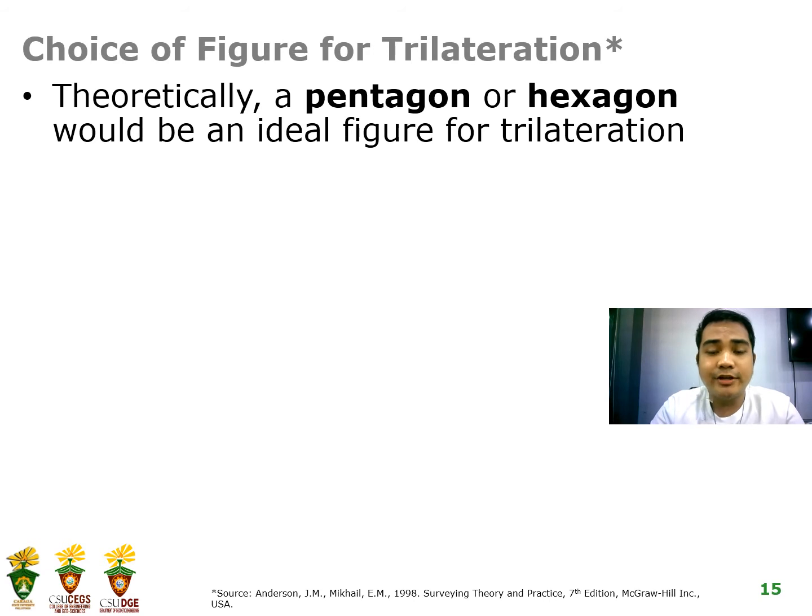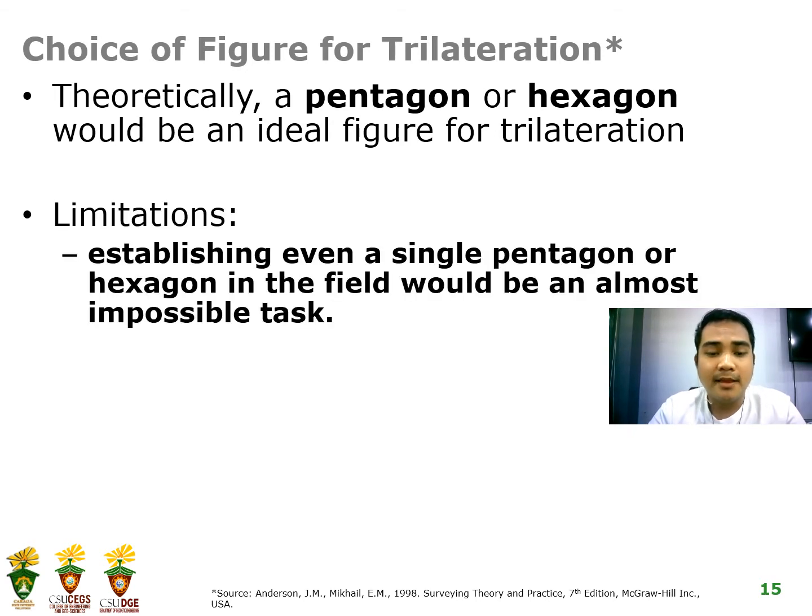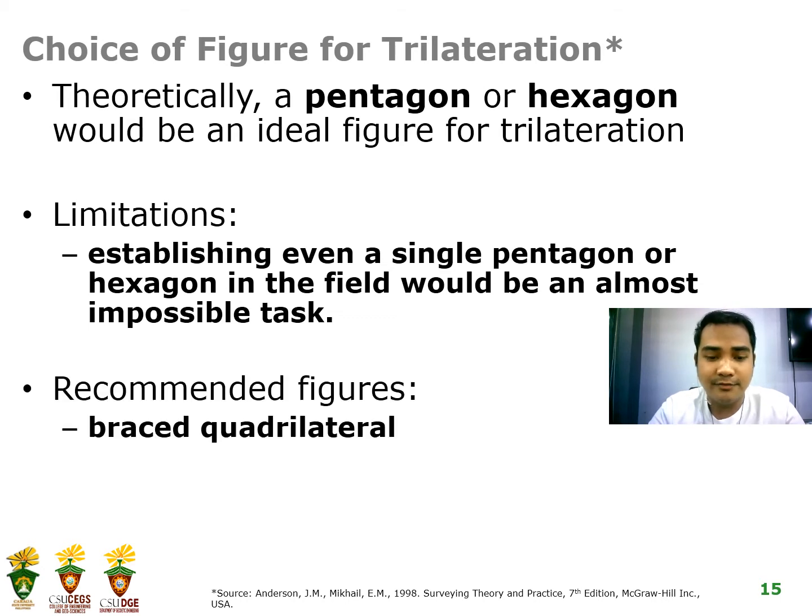For the choice of figure for trilateration, theoretically, a pentagon or hexagon would be an ideal figure for trilateration. So unlike sa triangulation, di ba, perfect square or perfect na equiangular nga triangle. Pero po sa trilateration, si pentagon and hexagon would be an ideal figure. But ang iyang limitation is establishing even a single pentagon or hexagon in the field would be an almost impossible task, diba? Magisod mo gitagkuha sa perfect na square o perfect na triangle, so unsa na lang kaning pentagon o hexagon.